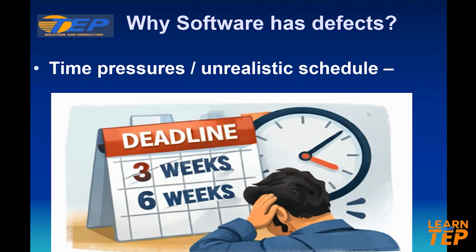The other reason software may have defects in it: time pressure and unrealistic schedules. For example, management promised delivery in 3 months, even though the developer estimated 6 months. To meet the deadline, the team skips code review and proper testing, leading to bugs in production.